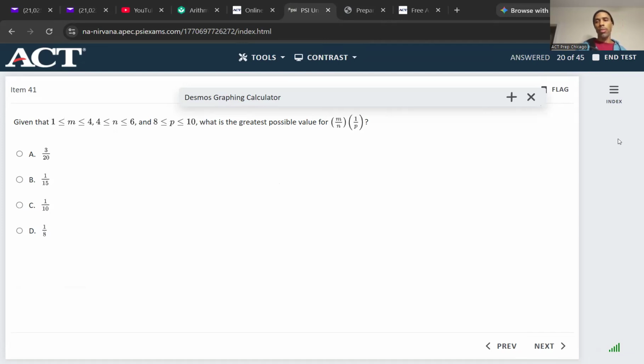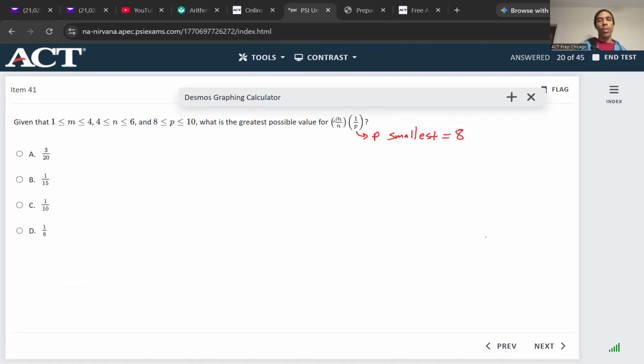Let's do the fractions by themselves first. If we want the greatest value of a fraction, we want a small denominator. So let's look at P first. We want P to be small, and that's going to make the fraction big. The bigger P is, the bigger your denominator, the smaller your fraction value. So the smallest P can be is 8.